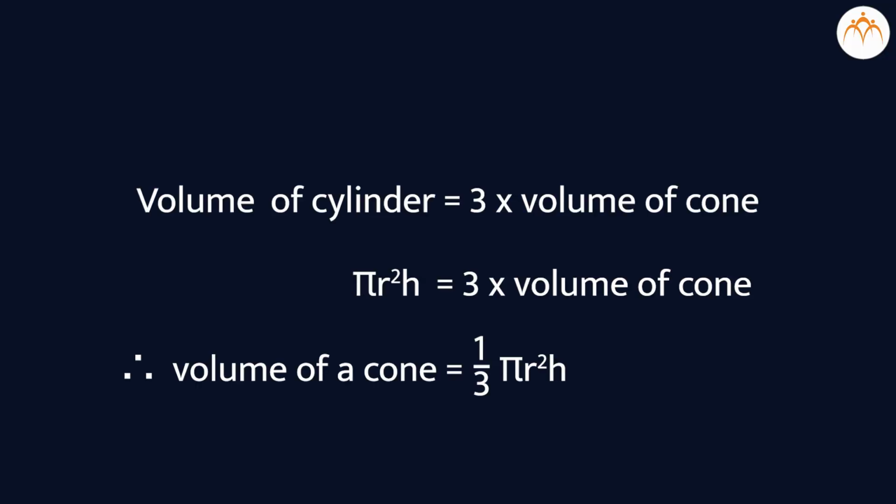In other words, we can say volume of cylinder is equal to 3 into volume of cone. Pi R squared H is equal to 3 into volume of cone. Therefore, volume of a cone is equal to 1 upon 3 into pi R squared H. Let us solve a few examples based on this concept.